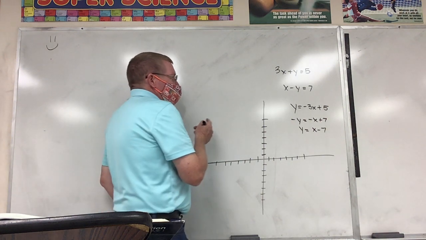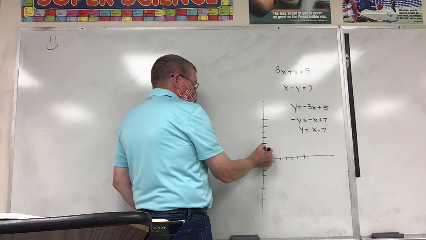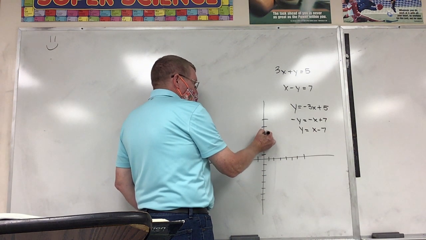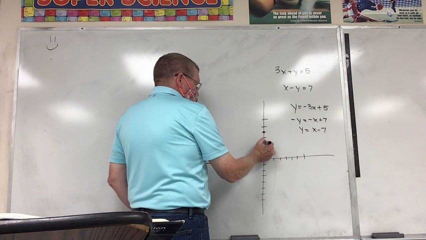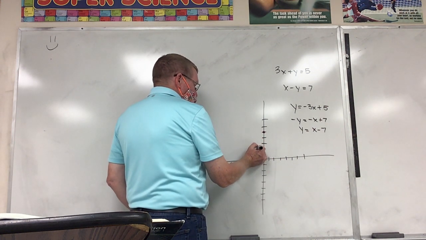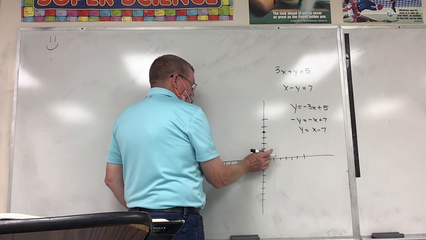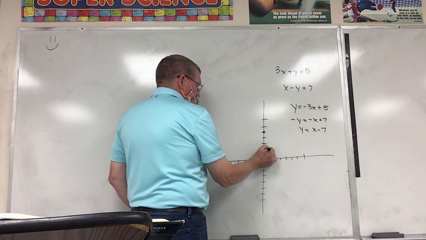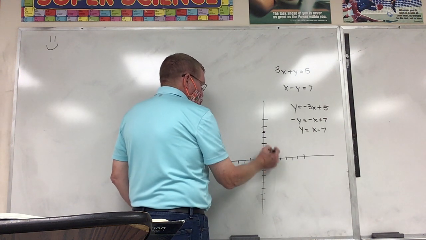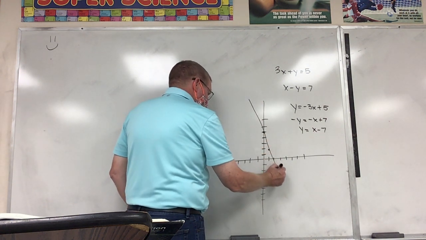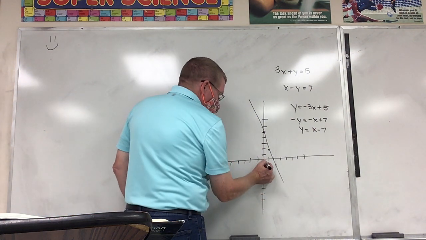Let's look at the first one here. My y-intercept is 5. I come down 3 and across 1. 1, 2, 3, oops, went the wrong way. 1, 2, 3 across 1. 1, 2, 3 across 1. So there's my line.